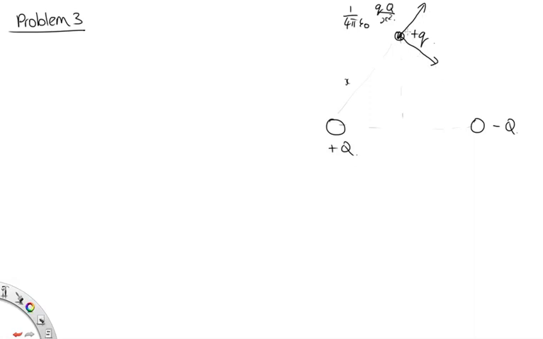And so if we broke these into horizontal and vertical components, the vertical components are in the opposite direction, but they have the same magnitude, so they cancel out. Whereas the horizontal components add together. And so the total force is going to be in this direction here. So to the right and parallel to the axis joining plus Q and minus Q.